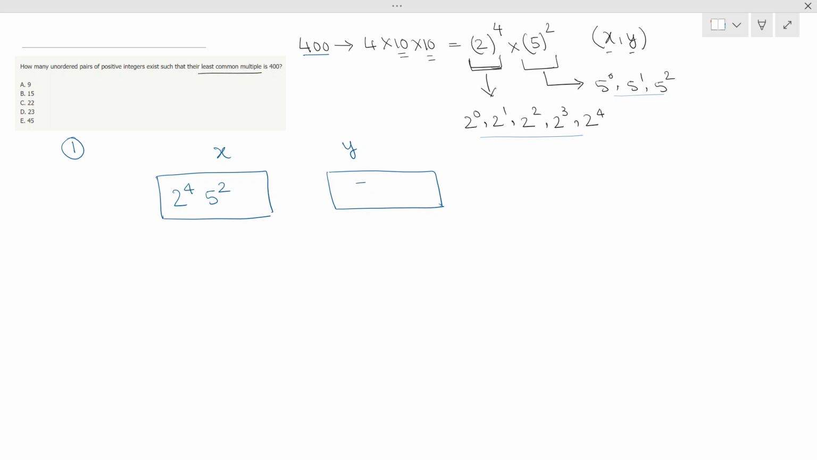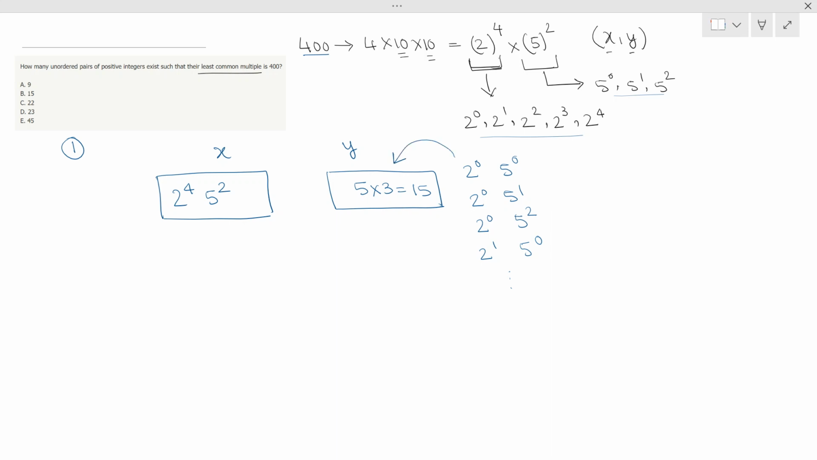So y can be formed in 5 into 3 ways, that is, there are 15 possible values of y. So for example, y can be 2 raised to the power of 0, 5 raised to the power of 0, 2 raised to the power of 0, 5 raised to the power of 1, 2 raised to the power of 0, 5 square, similarly 2 raised to the power of 1, 5 raised to the power of 0, and so on. So like that, we can have 15 possible values of y.